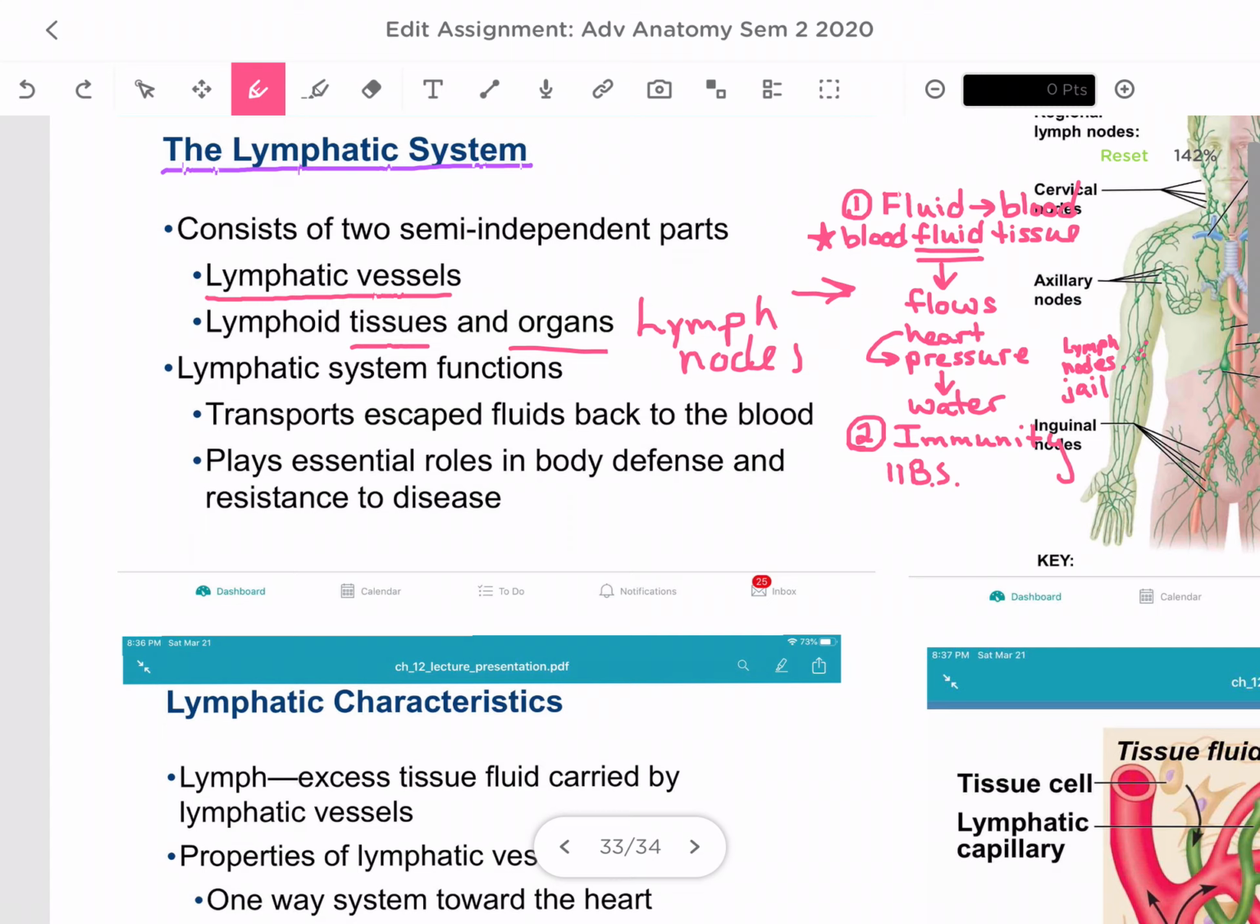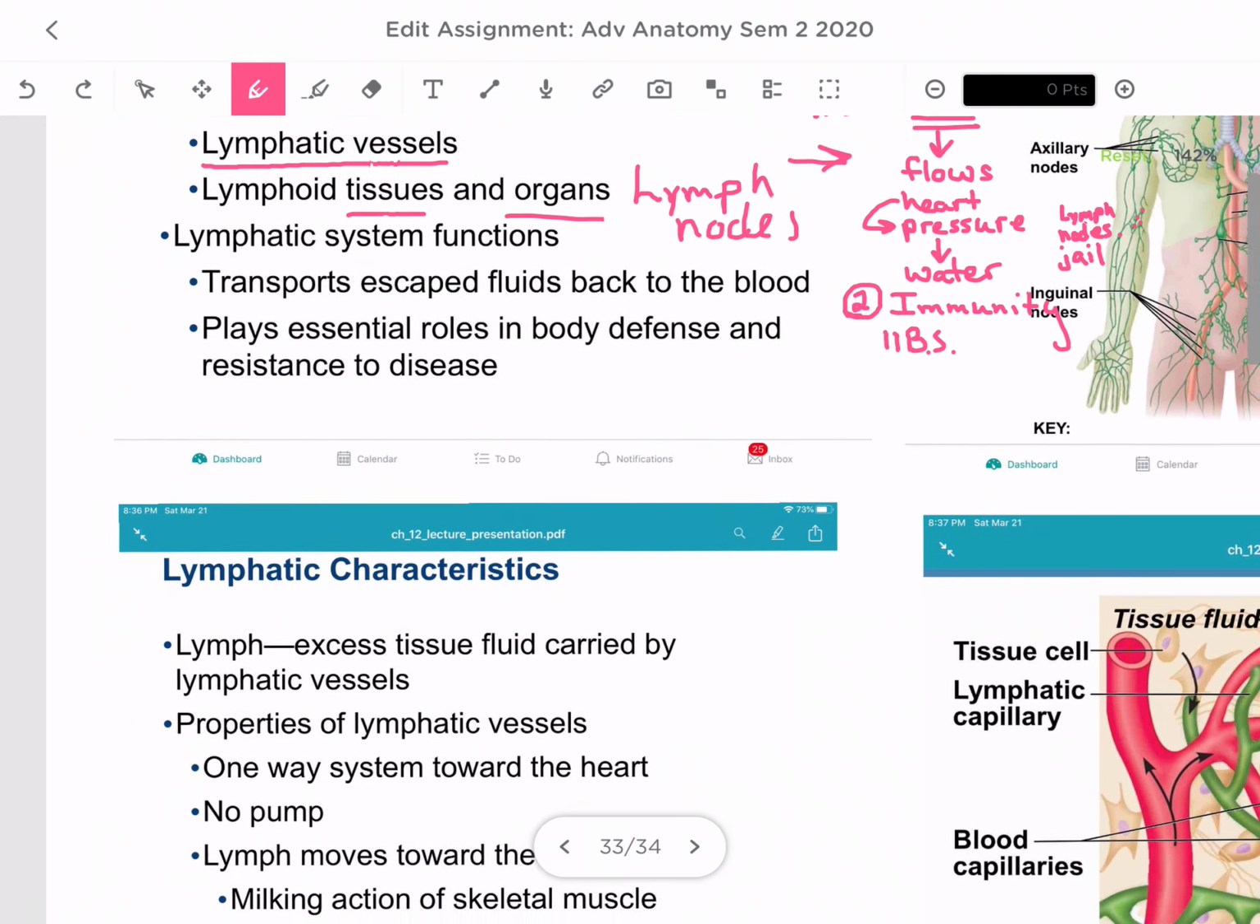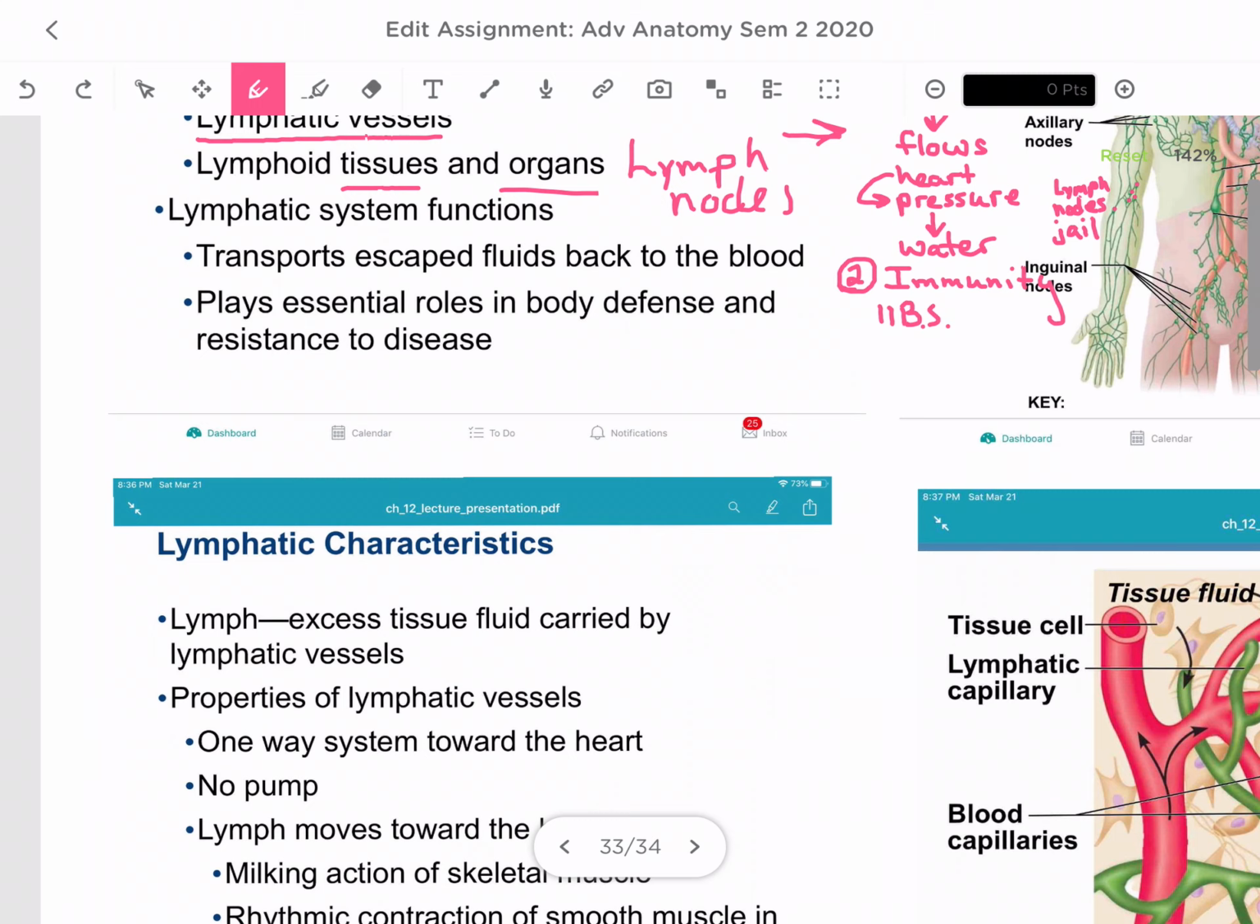So if somebody asked you what the anatomy of the lymphatic system is, you would say the lymphatic system consists of lymph nodes and other lymph organs, and then the lymphatic vessels. Here, as a quick review, the lymphatic system transports fluid back to the blood and then helps with immunity. And another word for immunity is body defenses, and resistance to disease. That's a big thing going on right now as well.